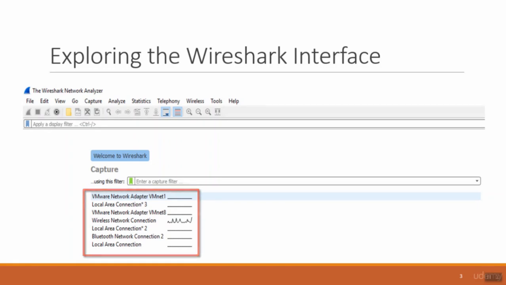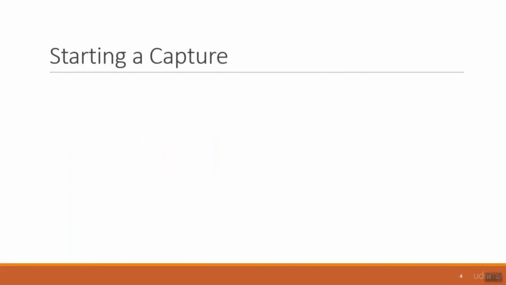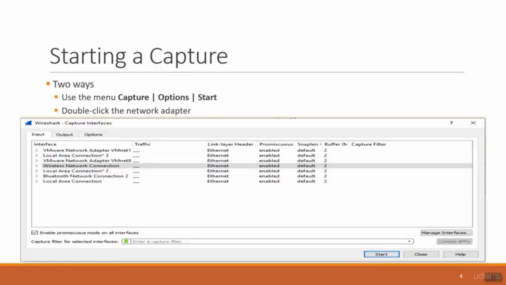And all we have to do is double click that or click on capture and start our capture, and we'll be able to actually identify that. So we have 2 methods to start our packet capture. We can use the menu, capture, select options, select start, or you can just double click the network adapter of your choice. My preference is to use the capture, the options, and the start.